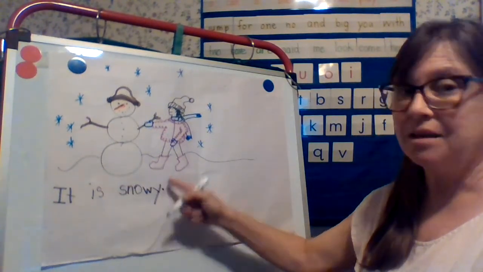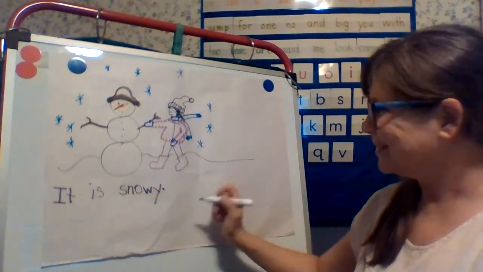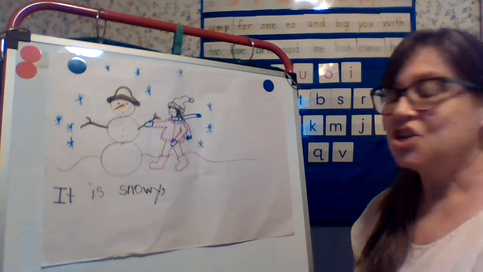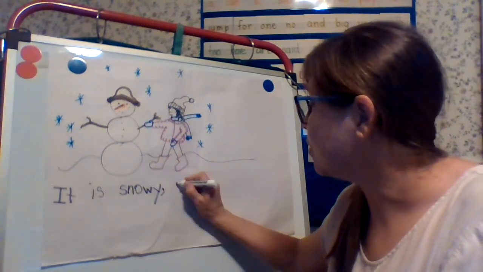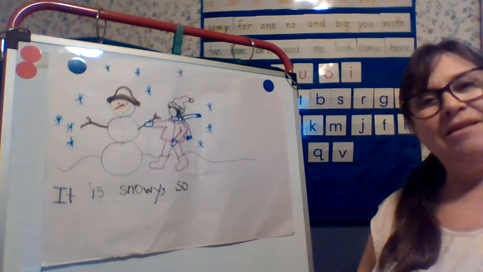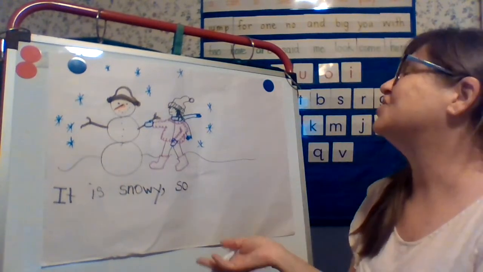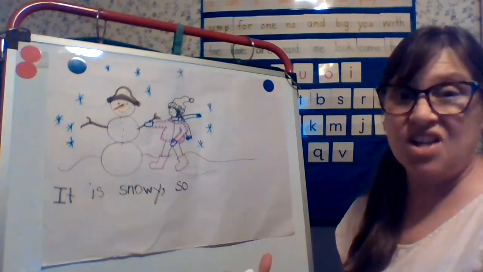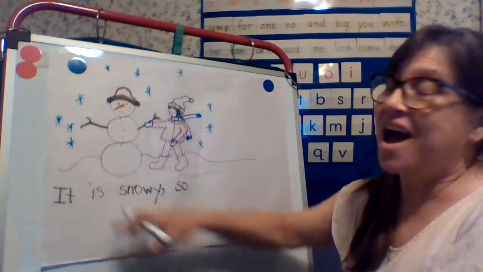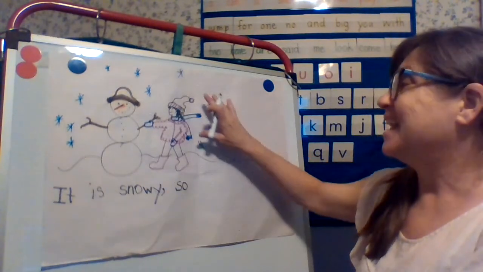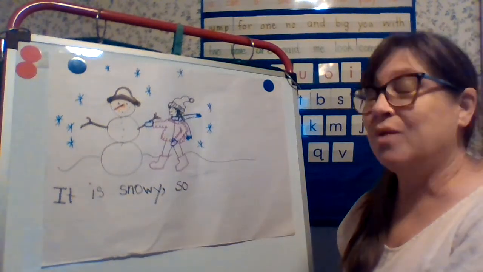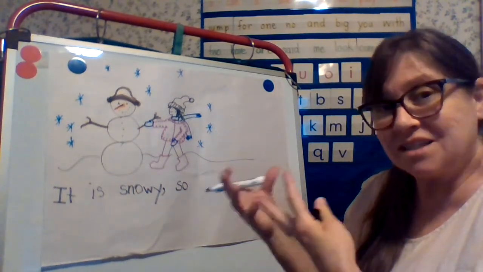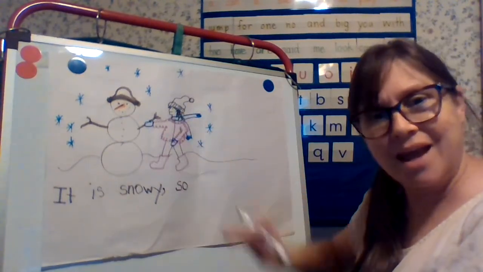Now, because it is snowy, what? It is snowy, comma, so what? It is snowy, so I am wearing warm clothes. It is snowy, so I am building a snowman. It is snowy because it is winter. Those are all cause and effect that's in my picture and I can write about.